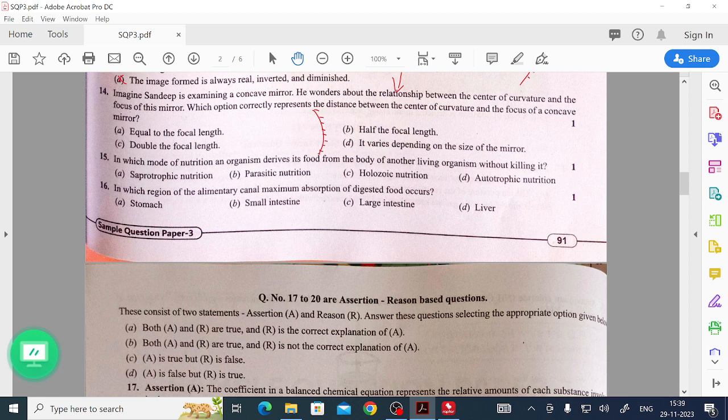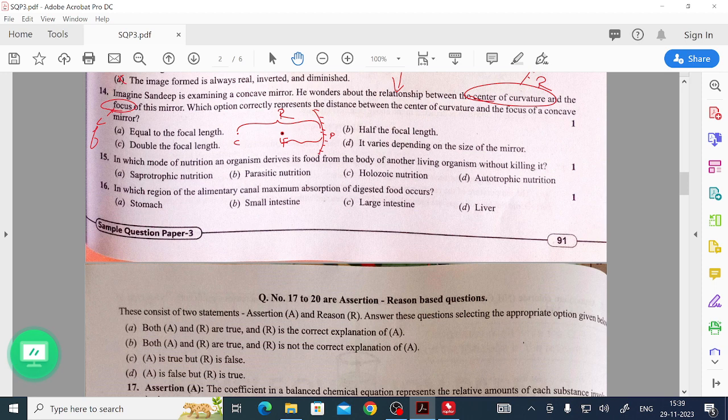He wonders about the relationship between the center of curvature and focus. So, this is going to be the pole, this point we will call the focus, and this point we will call the center of curvature. This distance is going to be the radius. Instead of giving the term radius of curvature, they gave it as center of curvature. And instead of giving the focal length, they gave it as focus.